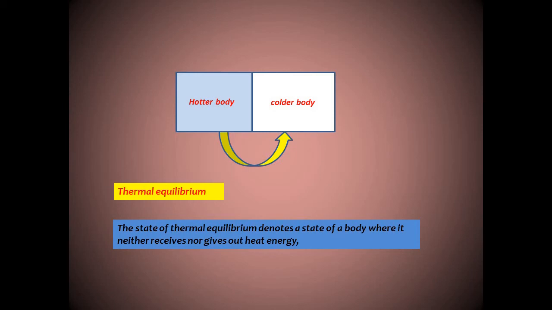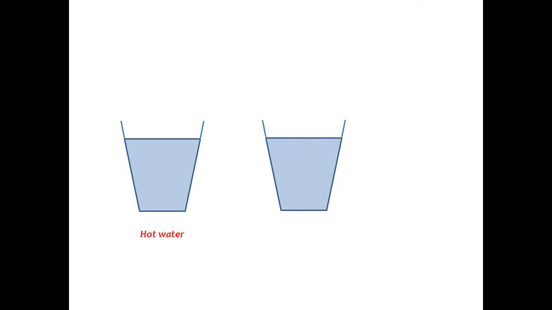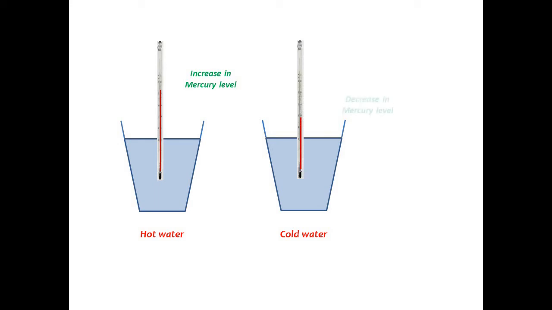Let us do another activity to understand the meaning of heat and temperature. Take 2 glass tumblers and fill one of them with hot water and another with cold water. Now, take a laboratory thermometer, observe the mercury level in it and keep it in hot water. Observe the changes in mercury level. You observe that there is a rise in mercury level. This happens because heat got transferred from the hotter body, that is hot water, to the colder body, that is mercury in thermometer.